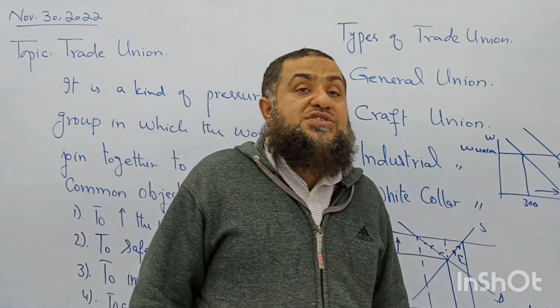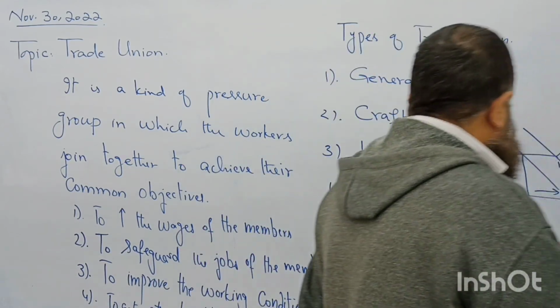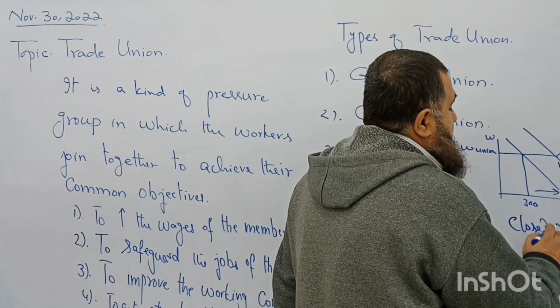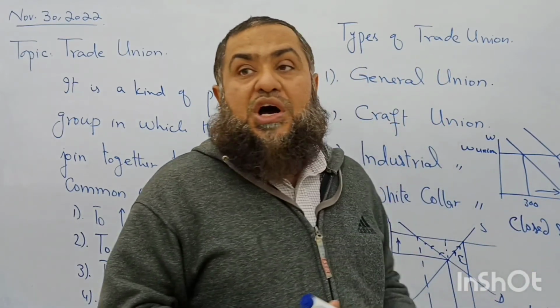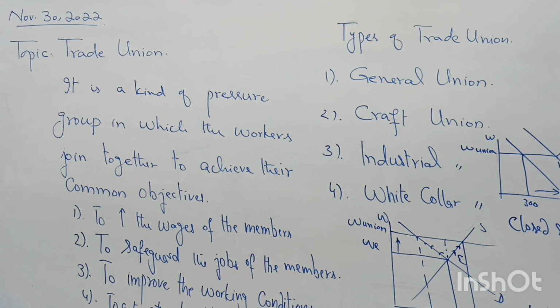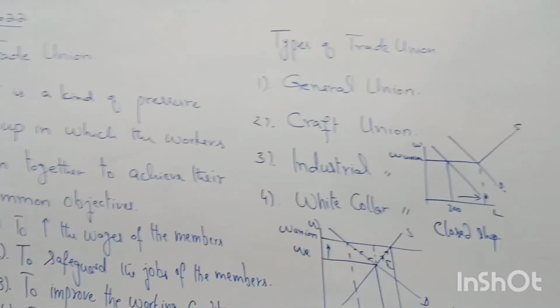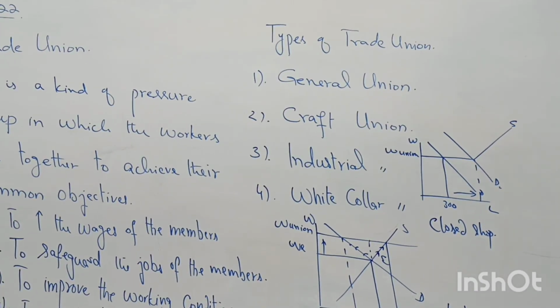This is called closed shop. Closed shop means what? If any worker wants to get a job, he has to contact the union. He wants to get a job through the union door. He has to become a member of the union in order to get a job. Closed shop means there is no other option for the worker to get a job unless he joins the union.